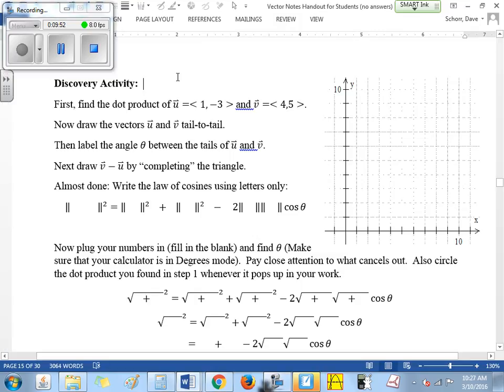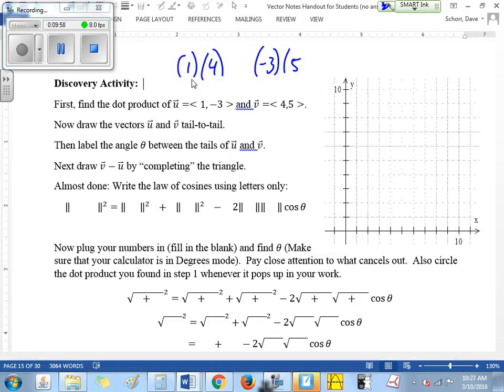Raise your hand if you got negative 11. Okay, because you're doing 1 times the 4, and then you're doing the negative 3 times the 5, and then you're supposed to add them together. That's how dot multiplying works. And so this just becomes 4 minus 15.